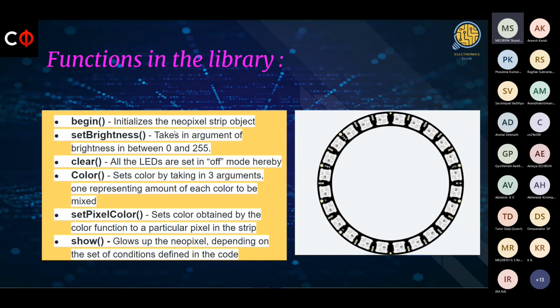Then we have the set brightness function that takes in only one argument, which is the brightness or intensity of the light that a particular LED emits, whose minimum value is 0 and maximum value is 255. This gives a major hint that the memory space allocated for the variable assigned to this set brightness function is 8 bits and it is unsigned.